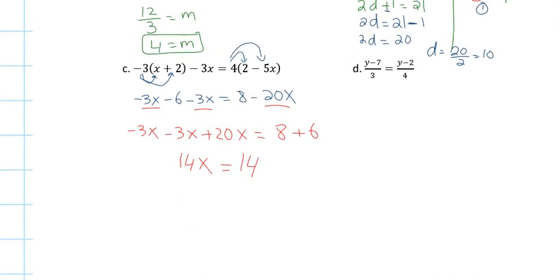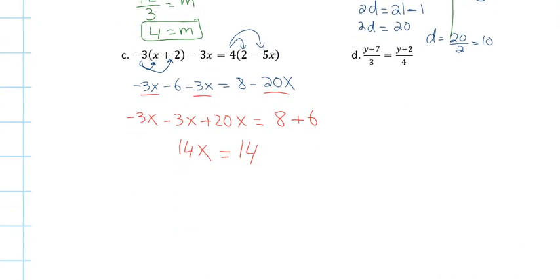I'm waiting. All right. Now, x is not by itself yet, right? X is not by itself. So I want to get rid of that 14 that's multiplied by the x. So when I bring it over, what happens to it? Divide. Because the opposite of multiplication is division. So x equals 1.